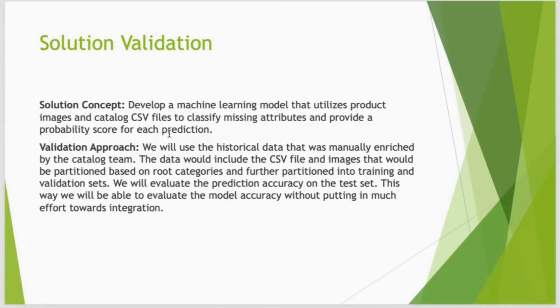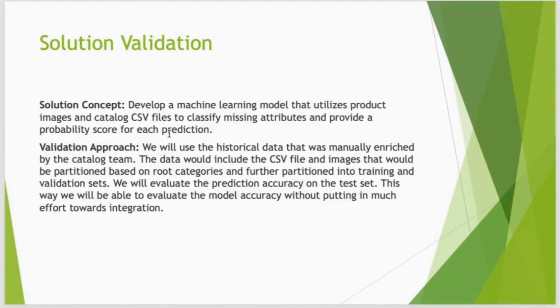Moving to the process, how would we validate the solution? Here we'll create a machine learning model that would utilize product images and catalog to determine the missing attributes. And this will also provide a probability at which it is predicting it.